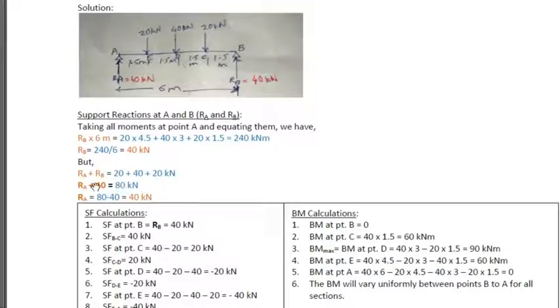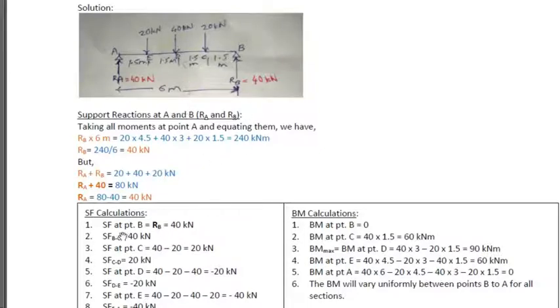Now bring 40 from the left hand side to the right hand side. So here it is plus 40, it becomes minus 40. So RA is equal to 80 minus 40, which becomes equal to 40 kilonewton. Thus we have got RA is equal to 40 kN and RB is equal to 40 kN.